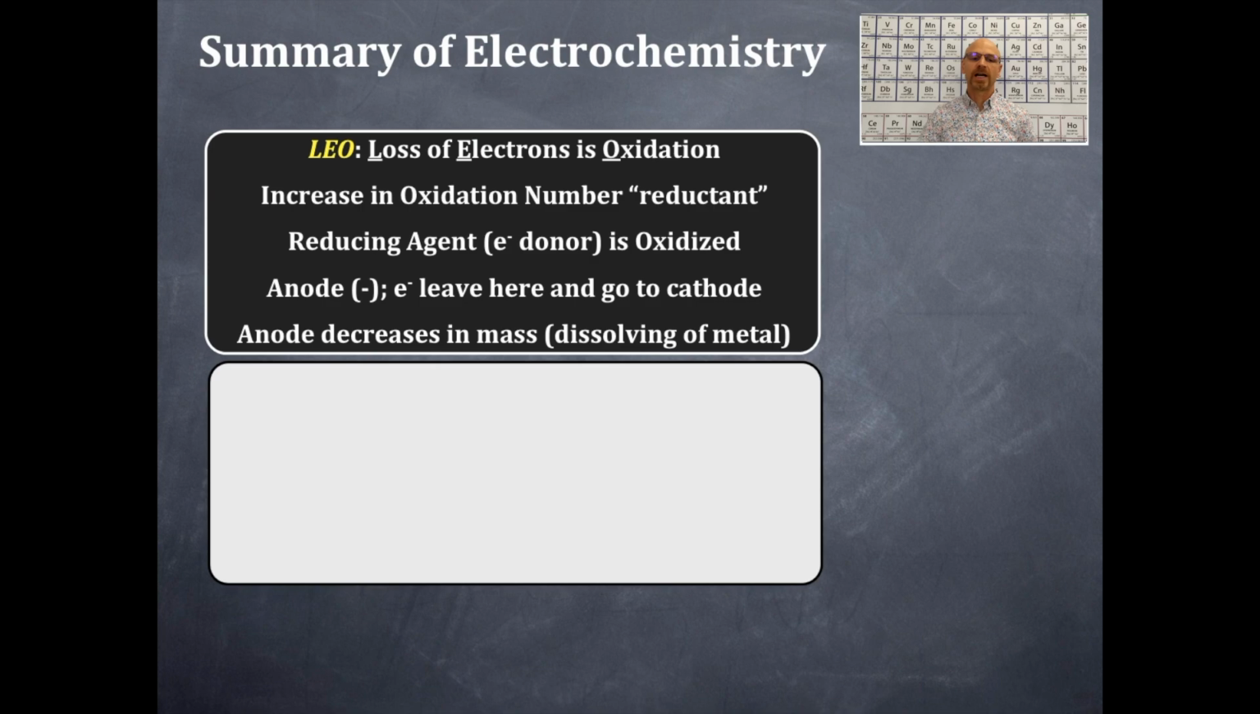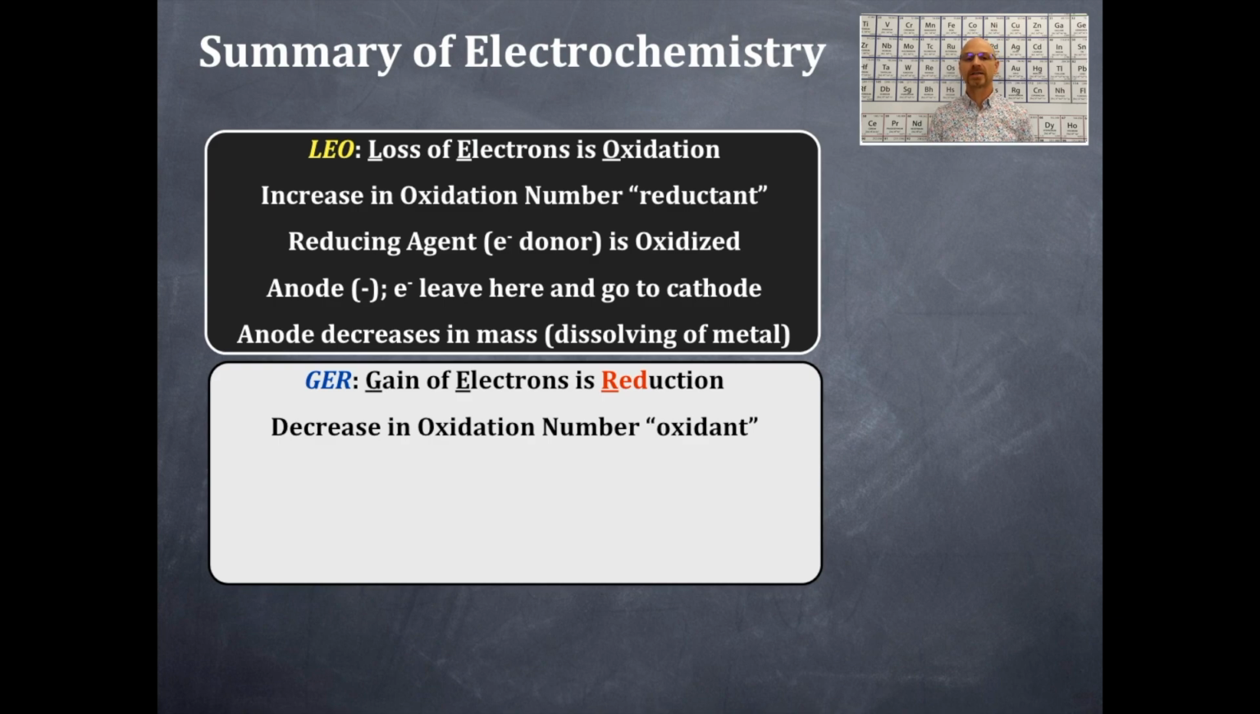Okay, now we've got LEO the lion says what? Grr. So LEO the lion says grr, and GER is the gain of electrons, that is reduction. And notice that the word red is in reduction. I'm hoping that you tie those two things together, as well as noticing that reduction is a decrease. That means that a decrease in oxidation number is characteristic of the reduction half reaction, and it's also called the oxidant. Okay, there's a lot of vocabulary in here. Okay, the oxidizing agent is the one that's being reduced, and that is also the electron acceptor.